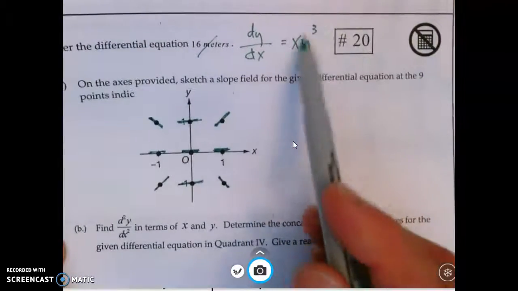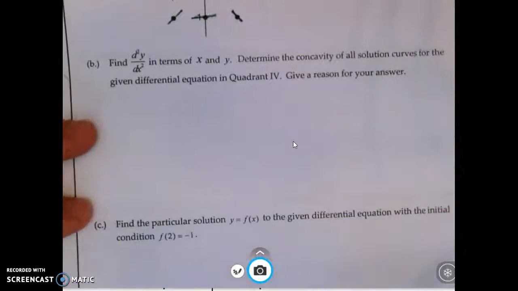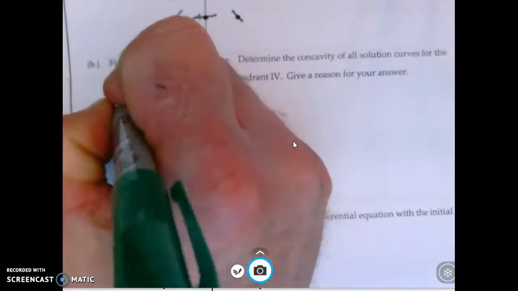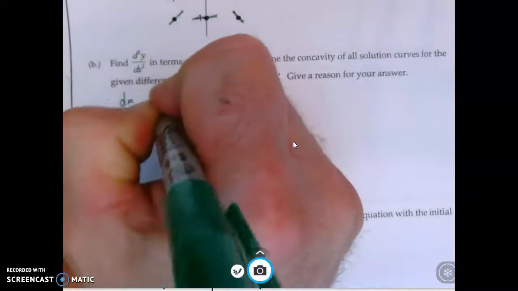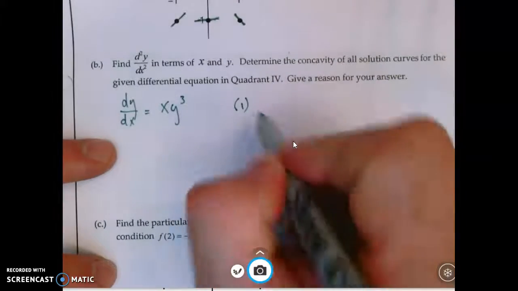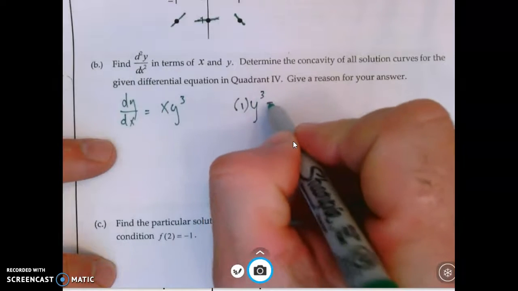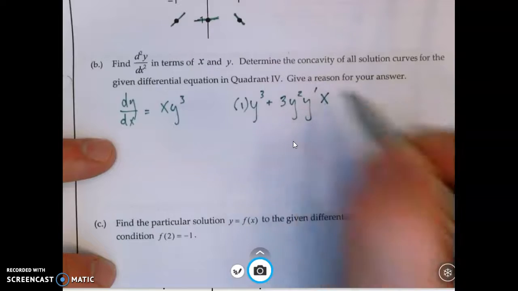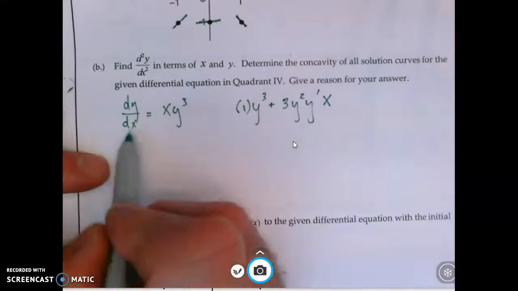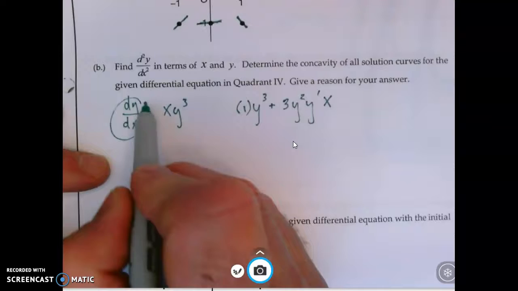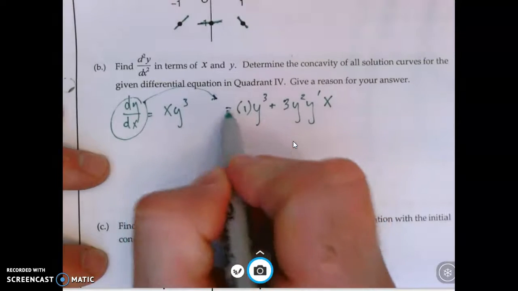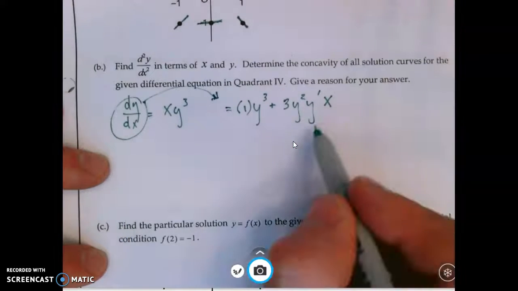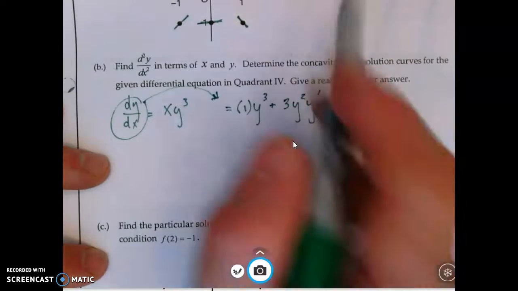Okay, second derivative, in other words, just taking the derivative of the original function right here, xy cubed. The second derivative is going to be a product rule. So for the sake of clarity, I'm going to write this again. The second derivative is the derivative of the first, which is 1, times the normal second, plus the derivative of the second, which is 3y squared y prime, times the normal first. Then we want to take what we know our y prime to be and substitute that in.